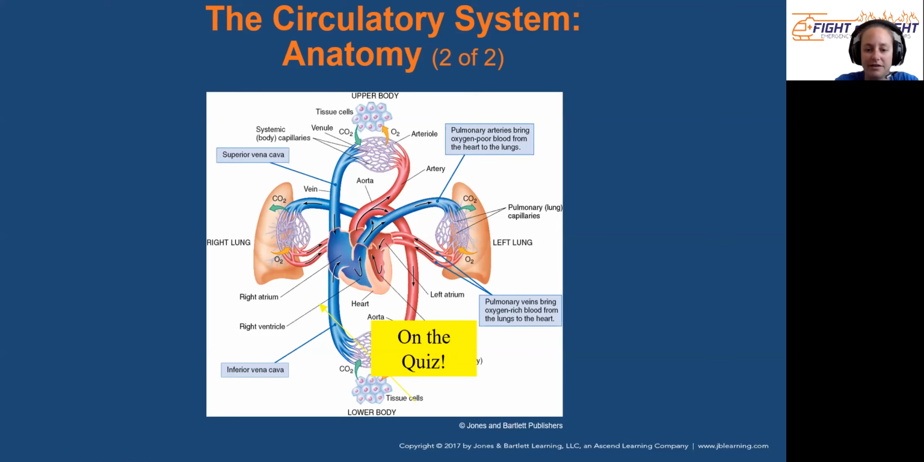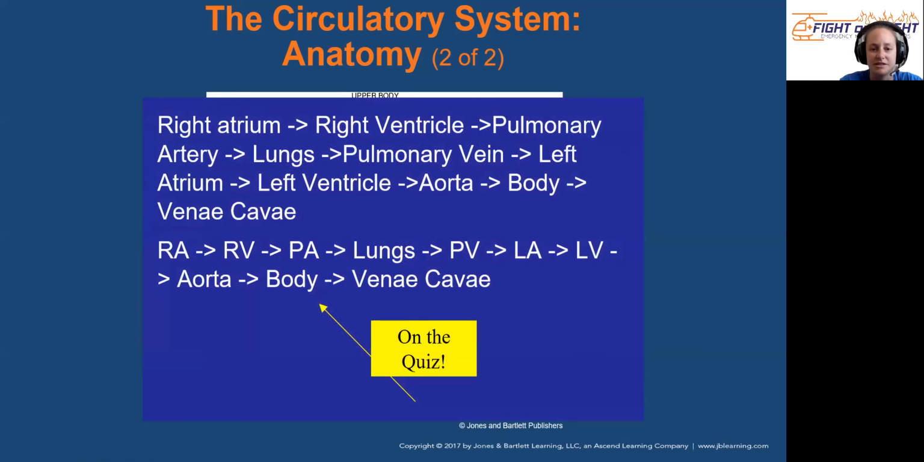So one way I like to think about it is just this list. And I'm going to ask you to tell me, what's the order of blood flow through the body and the lungs? And this is what I'm looking for. If you're a list person, this is probably what you're going to want to write down. If you're more of a visual person, I have another diagram on the next slide that I think helps a lot. But this is one way to look at it.